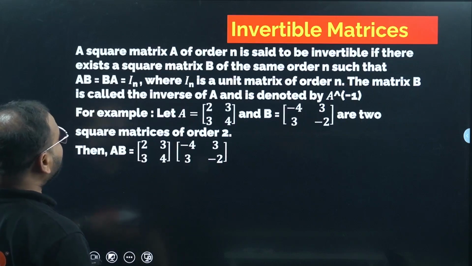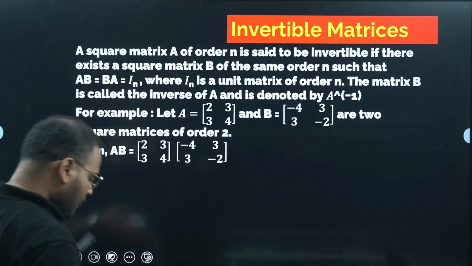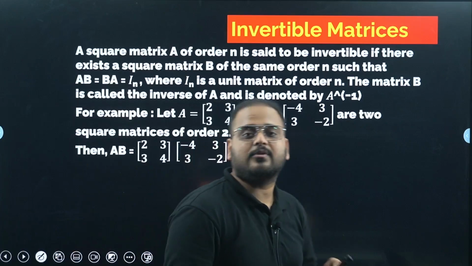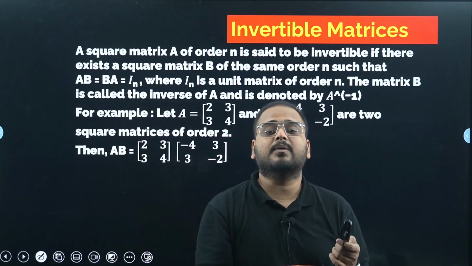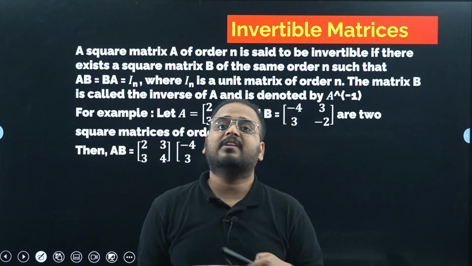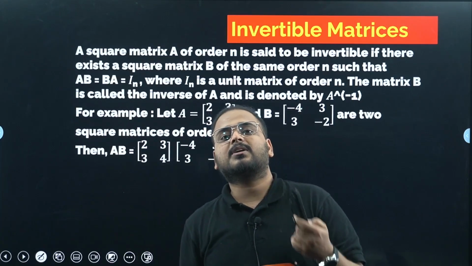Now we have come to the next part. The first topic was symmetric and skew symmetric matrices. The next part is the invertible matrix, which means when can we say a matrix will have its inverse, and what are the conditions for that?